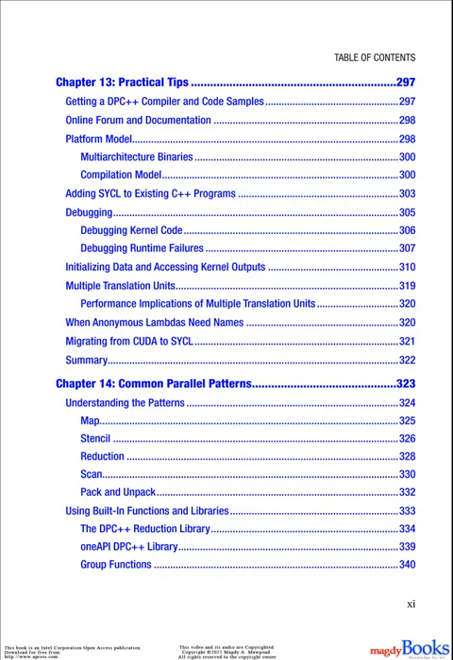Multiple translation units. Performance implications of multiple translation units. When anonymous lambdas need names. Migrating from CUDA to SYCL. Summary. Chapter 14. Common parallel patterns.